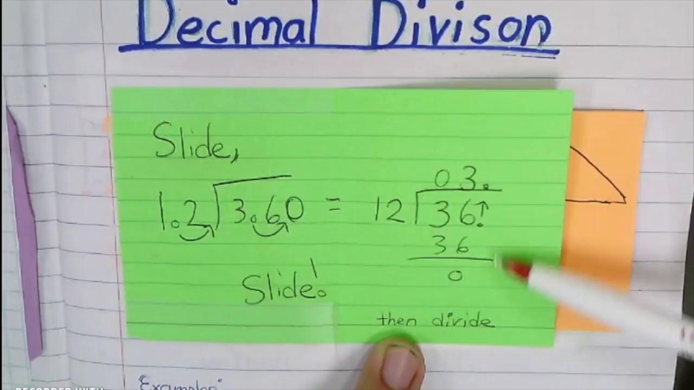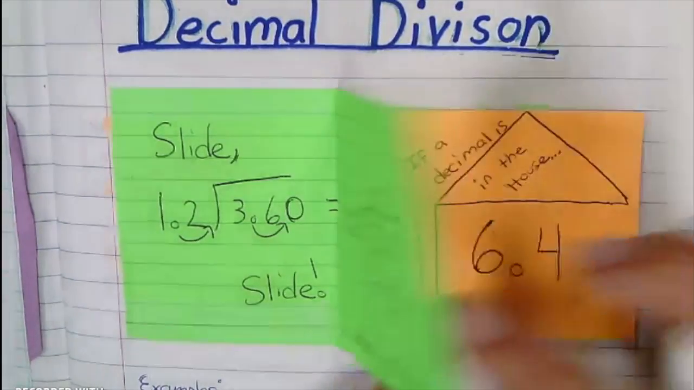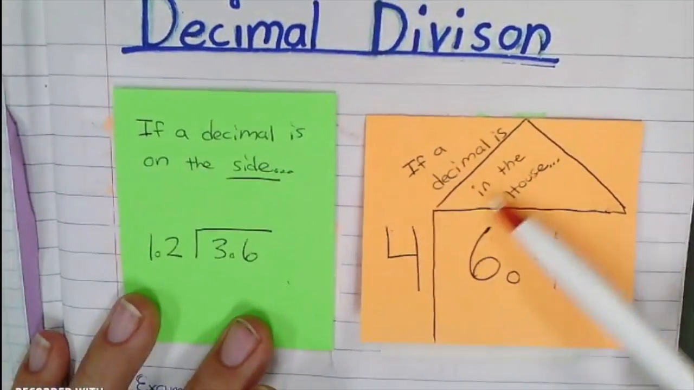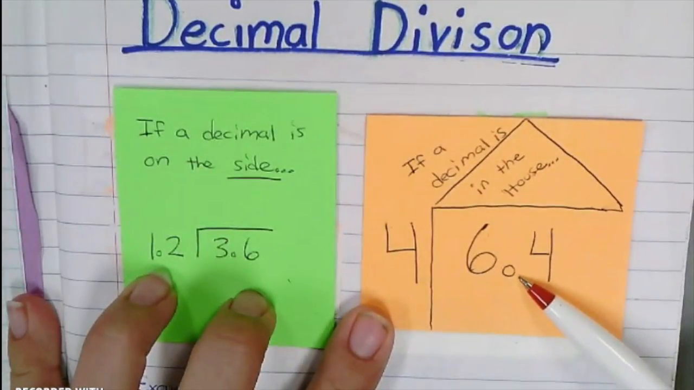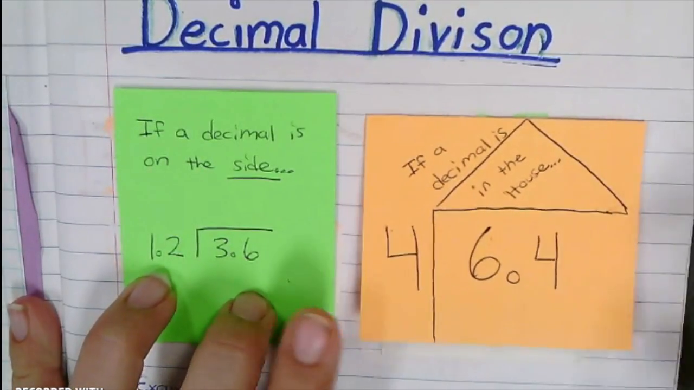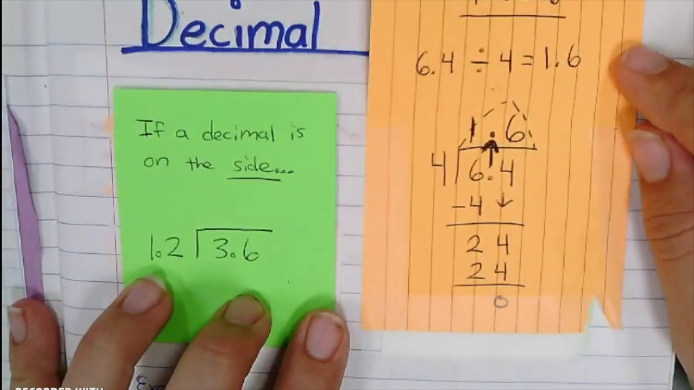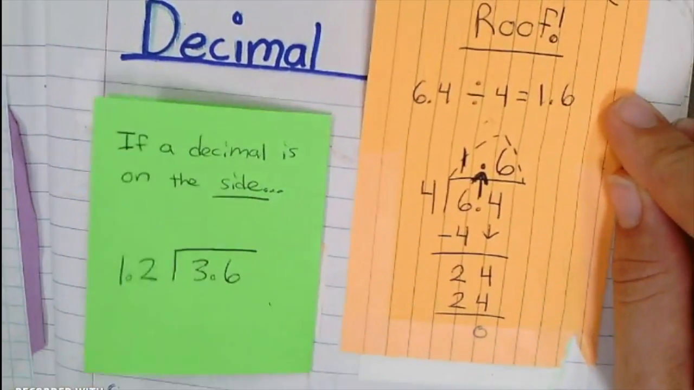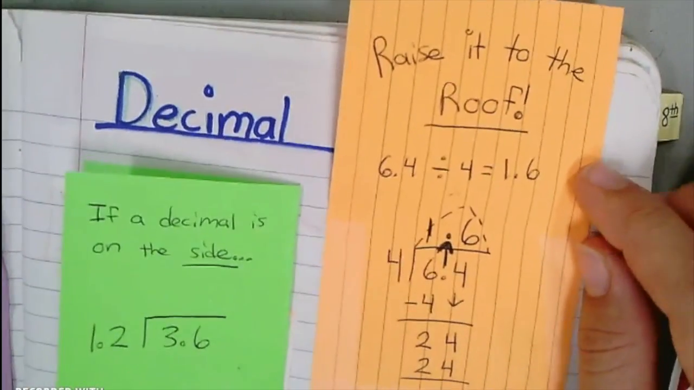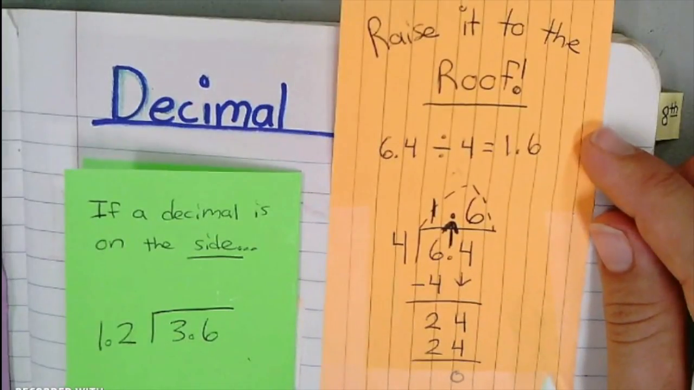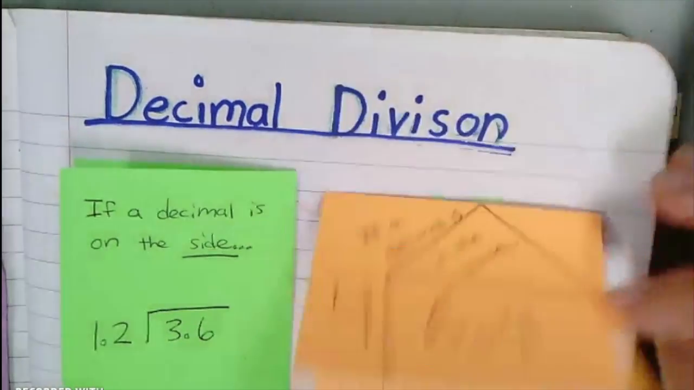And then I'm going to go into my second rule, which is if a decimal is in the house, like right here, then I'm going to raise it to the roof. So if a decimal is in the house, raise it to the roof. If a decimal is on the side, slide, slide, then divide.